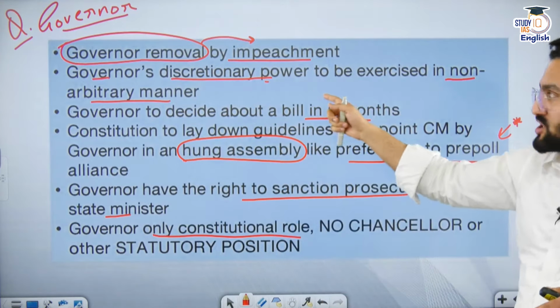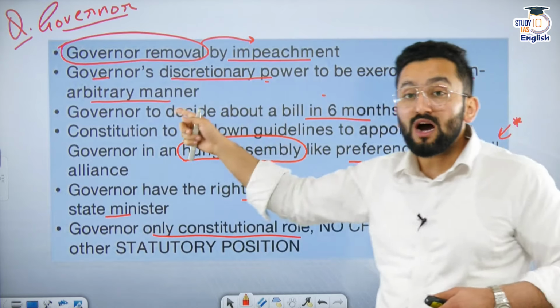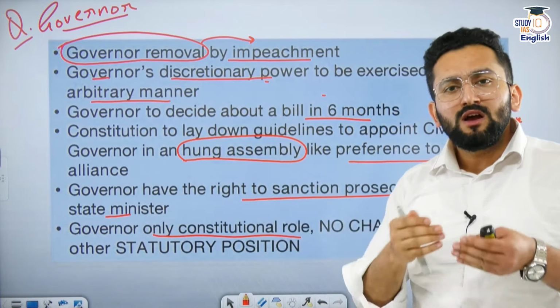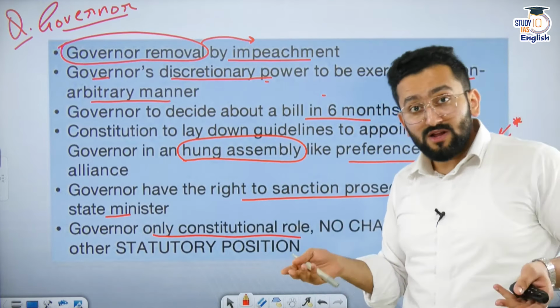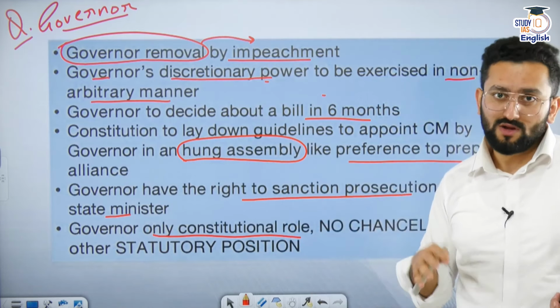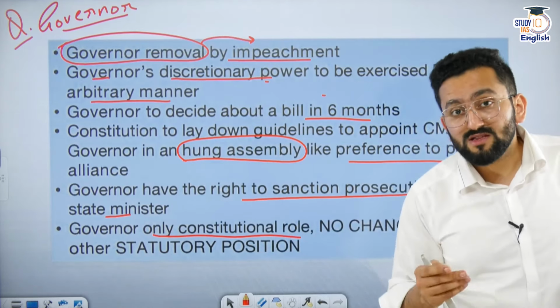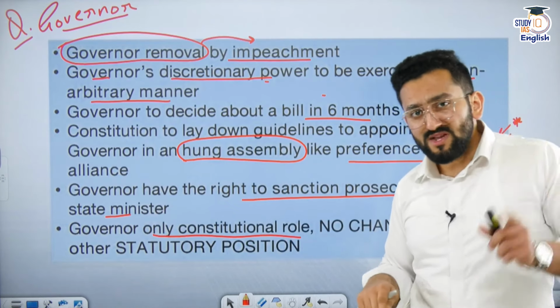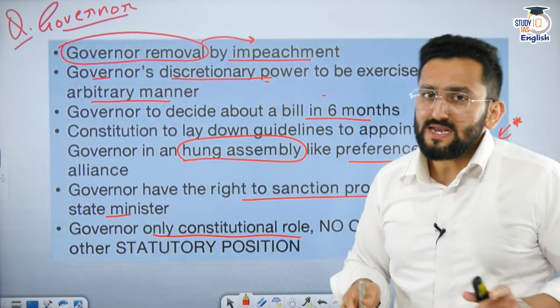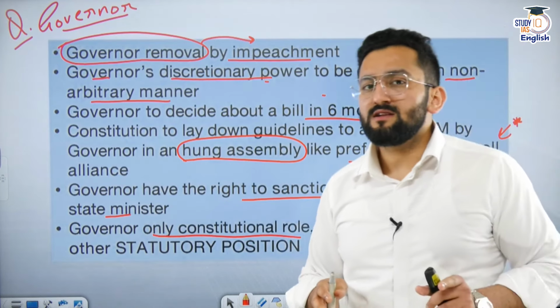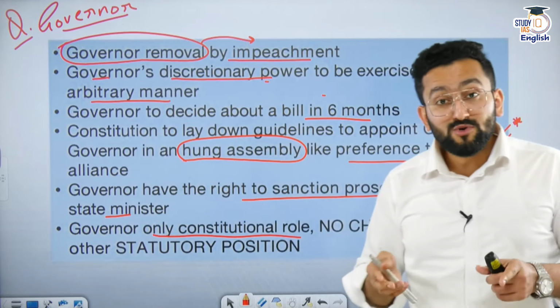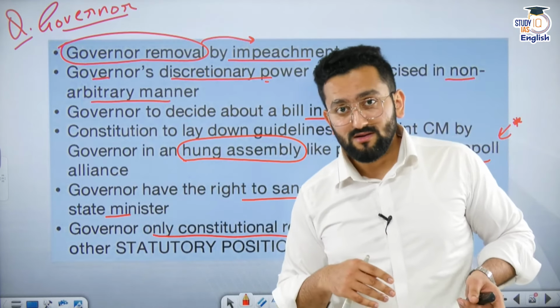Governor's discretionary power to be exercised in a non-arbitrary manner. As of now, a lot of discretionary powers are with the governor where no question can be asked. The governor can use this because there is ambiguity in those provisions. Prominent being with respect to when a hung assembly is there. You must be knowing about the Goa case, right? I'm talking about the previous elections in Goa, right?